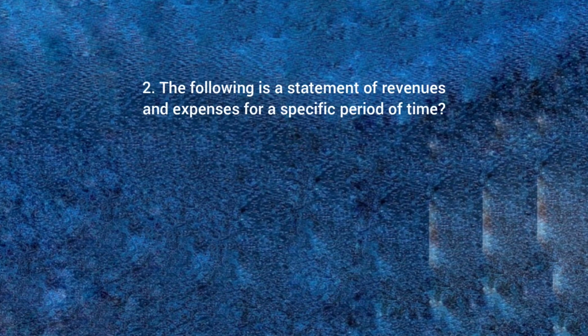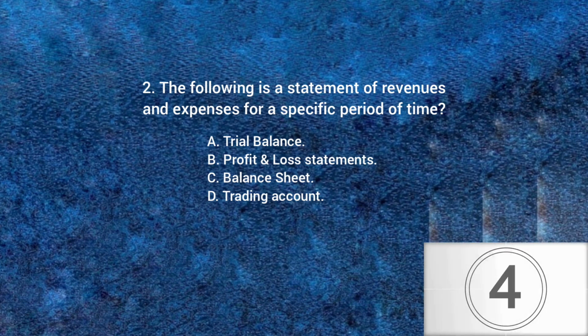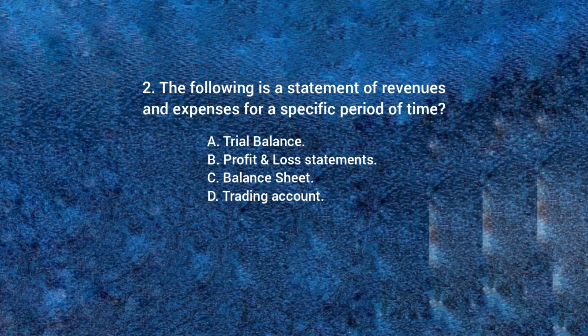Question number 2. The following is a statement of revenues and expenses for a specific period of time. The options are A. Trial balance, B. Profit and loss statements, C. Balance sheet, D. Trading account. The correct answer is A. Trial balance.